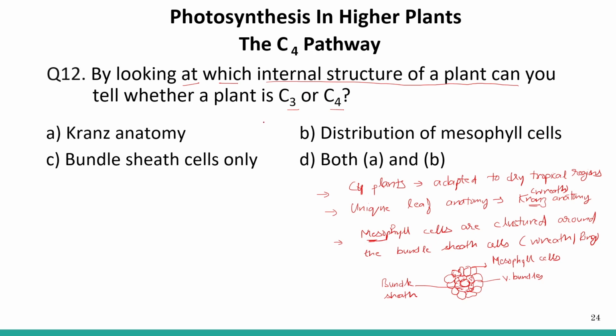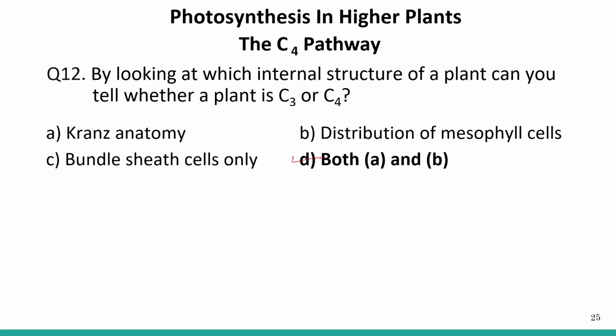Alright, so now let's look at the options. Kranz anatomy is the first option. Distribution of mesophyll cells, this is also true. Mesophyll cells are arranged, or they are clustered, around the bundle sheath cells. Okay, so this is also a unique feature of leaf anatomy of the C4 plants. Okay, third option is bundle sheath cells only. Not correct. And both A and B. So option D is the correct answer here. Both A and B.